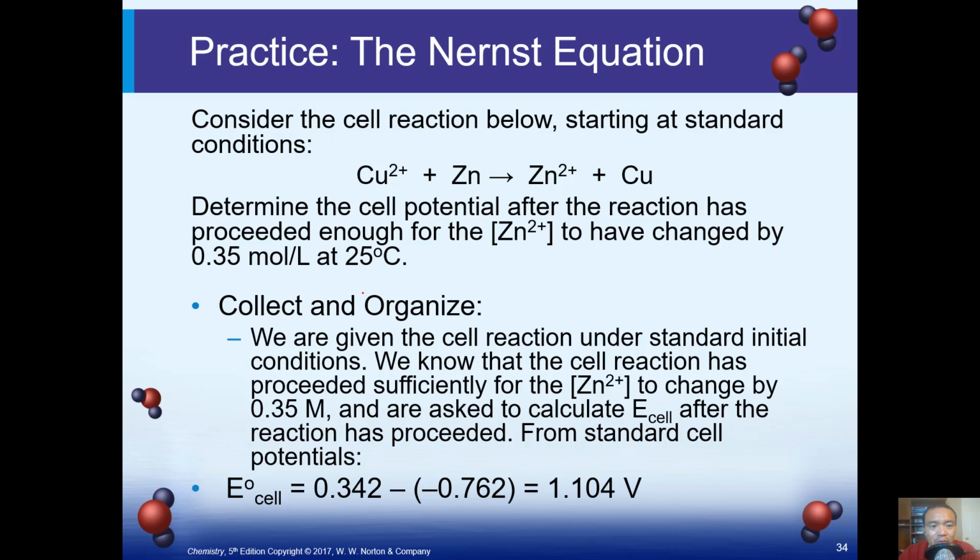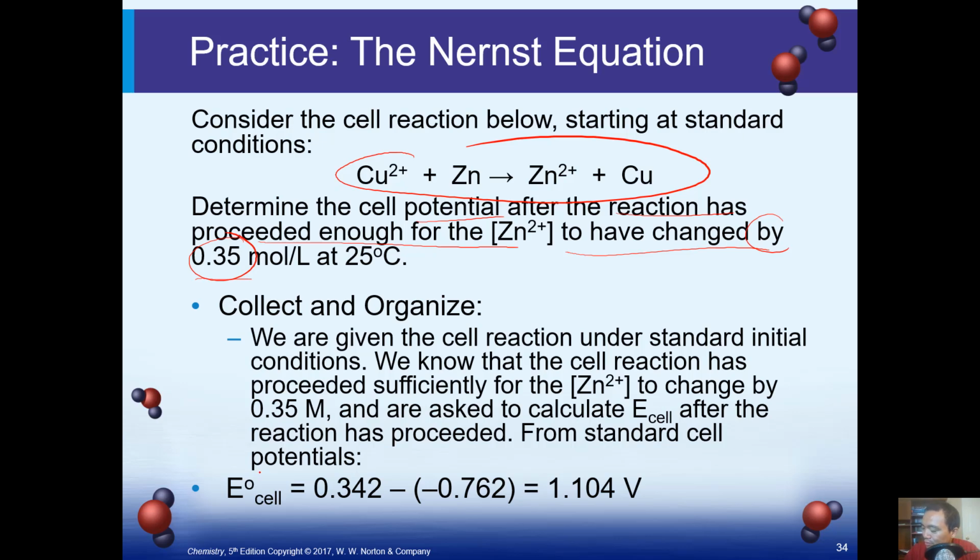Consider the cell reaction below, starting at the standard condition, and with this equation, determine the cell potential after the reaction has proceeded enough for the zinc to have changed by 0.35 mole at 25 degrees C. So we are given the cell reaction and the standard initial conditions. We know that the cell reaction has proceeded sufficiently for the zinc to change by this much. We are asked to calculate the E cell after the reaction has proceeded.